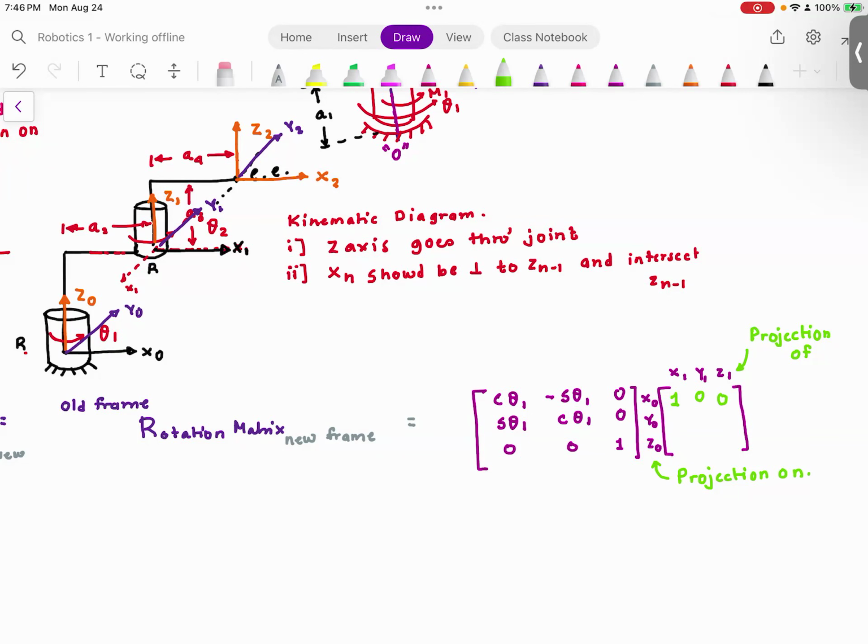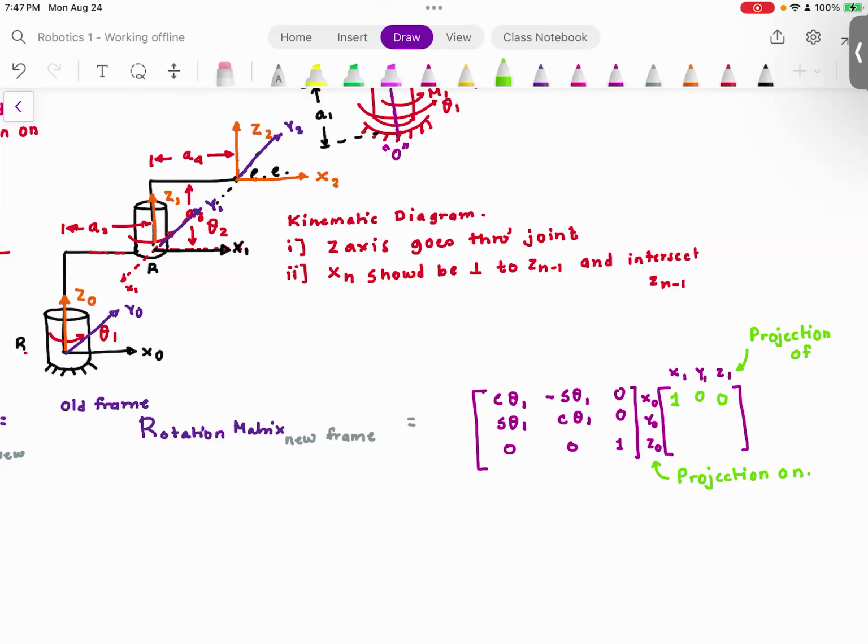x1 onto y0? 0. What is the projection of y1 onto y0? 1. Why? Because y1 is aligned with y0. Always remember, projection off, projection on. New frame, old frame, new, old, off, on. Remember this. We did the exact same thing when we derived the rotation matrix. Same thing. So this will be 0, 1, 0.